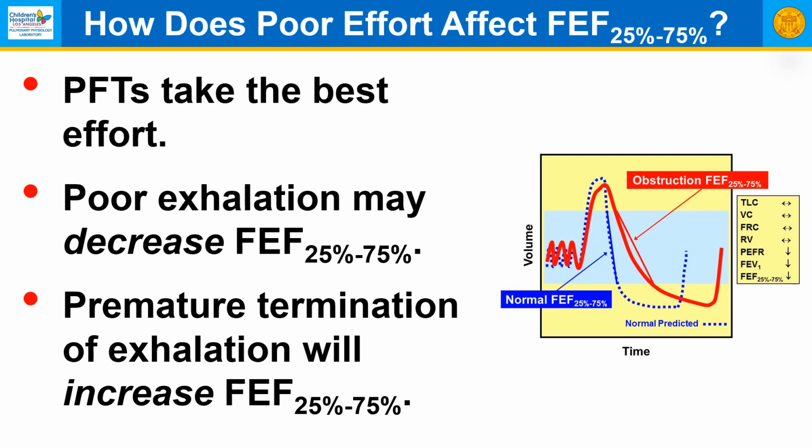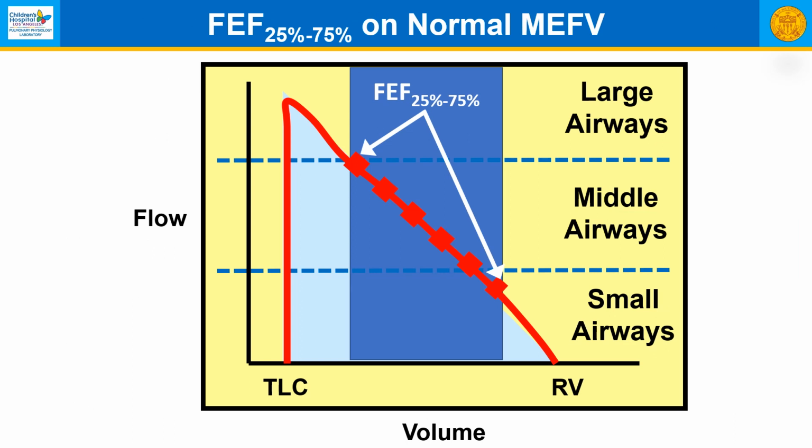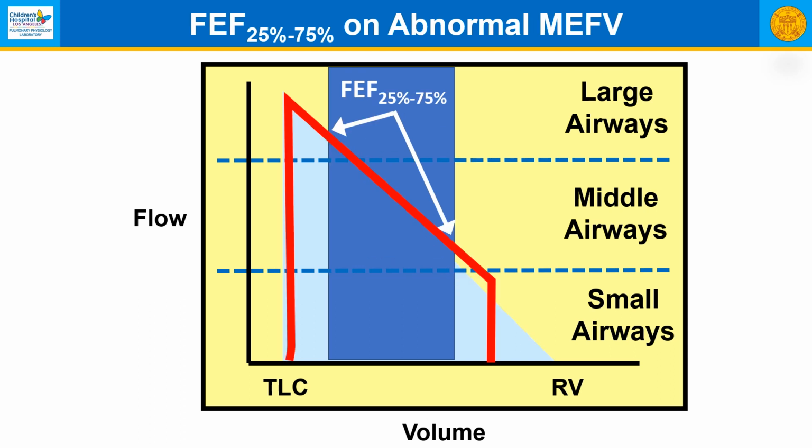How does poor effort affect the FEF 25-75? Pulmonary function tests take the best effort. A poor exhalation may decrease the FEF 25-75, but premature termination of exhalation will increase the FEF 25-75. So how does that work? If this is the normal curve for an individual, and now he does a premature termination, now you're taking the middle half of a higher portion of this curve, and the value will actually be increased. So poor effort can increase the FEF 25-75.